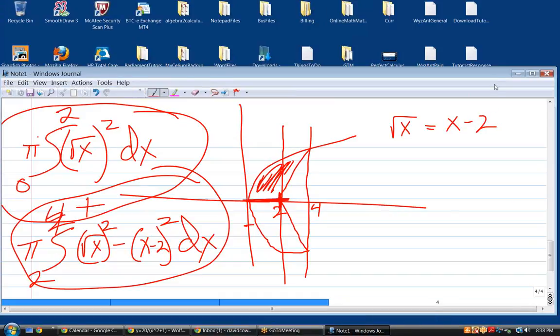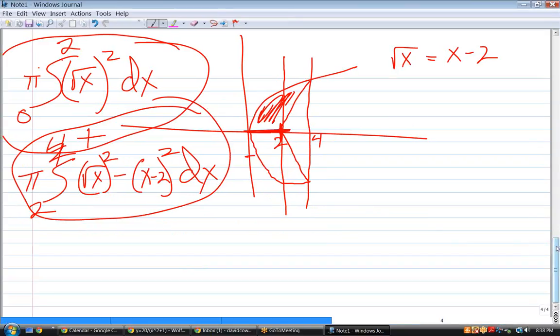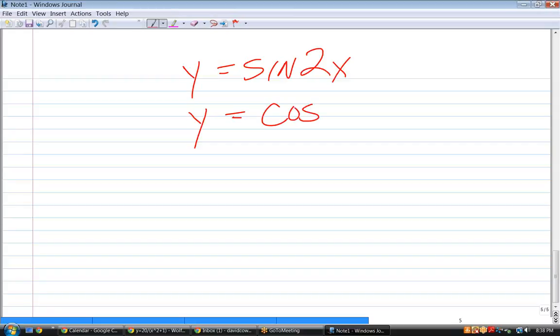Yeah, I'll go with 5. I'll verbalize that one. That one's short. Find the area of the region enclosed by y equals sine of 2x and cosine of x, from negative pi over 2 to pi over 6.